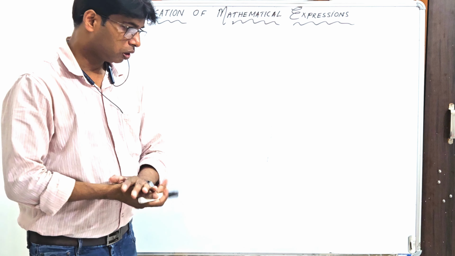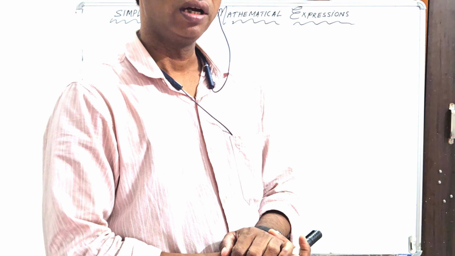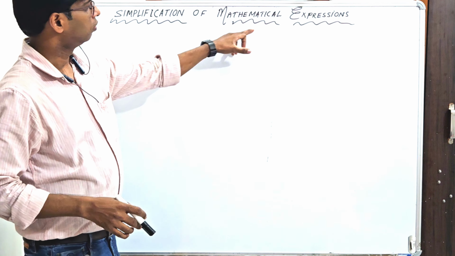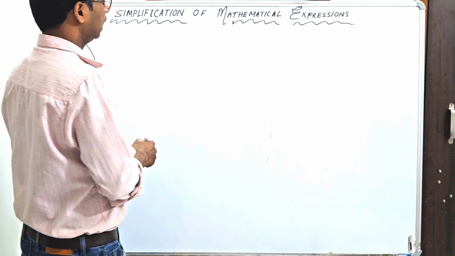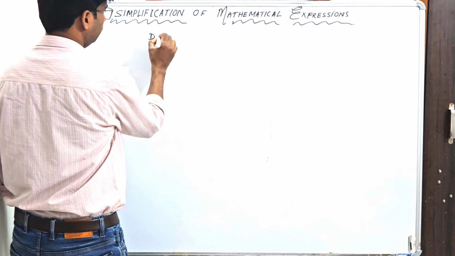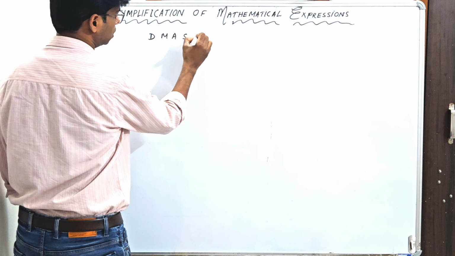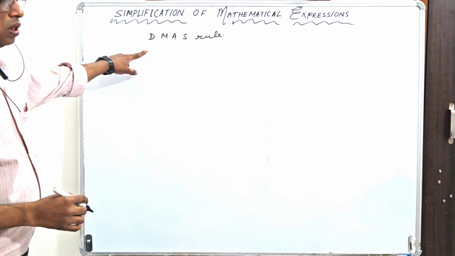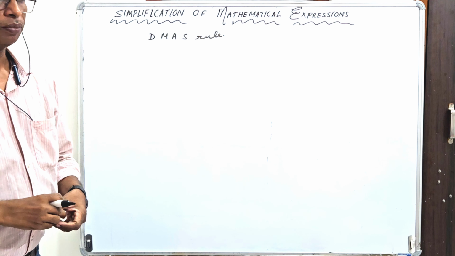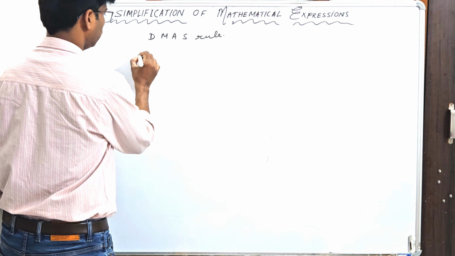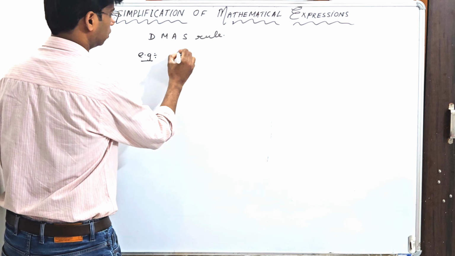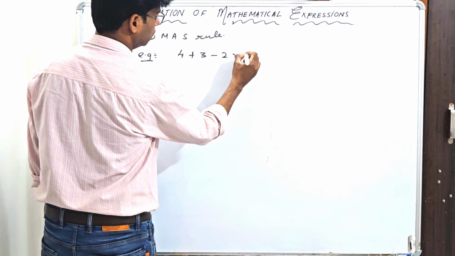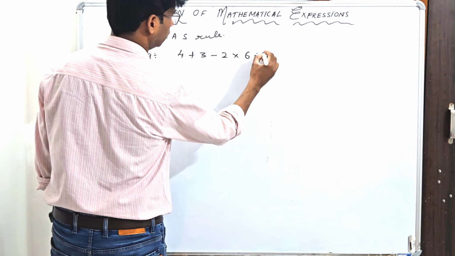You must be remembering the topic I discussed in the last video, that is simplification of mathematical expressions, and I discussed the BODMAS rule, isn't it? The basic rule we have followed here to simplify a simple mathematical expression. Just to recall, I want to give an example like 4 plus 3 minus 2 into 6 divided by 2.